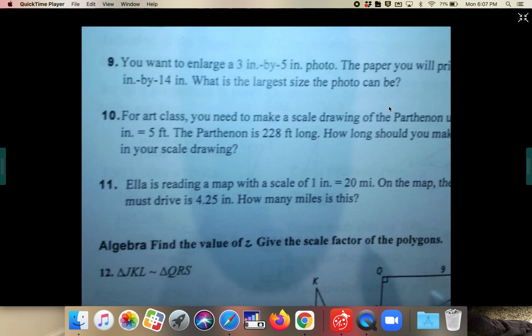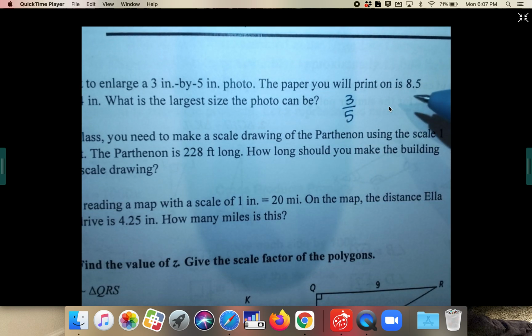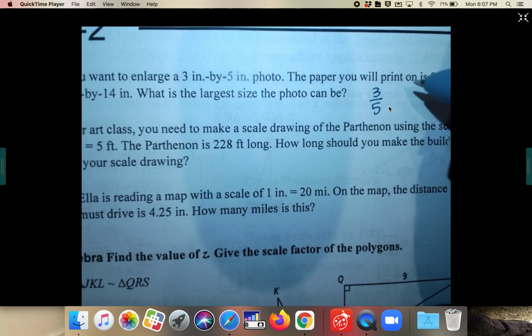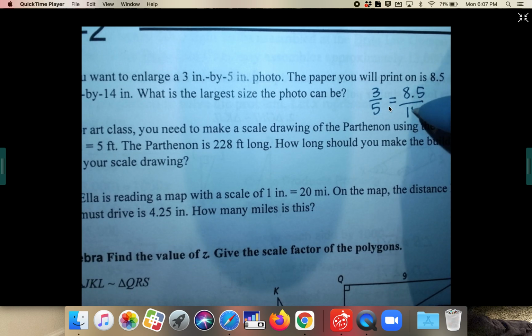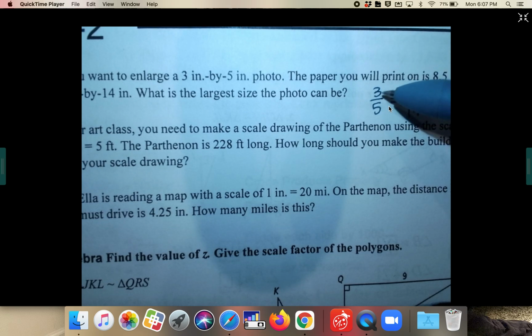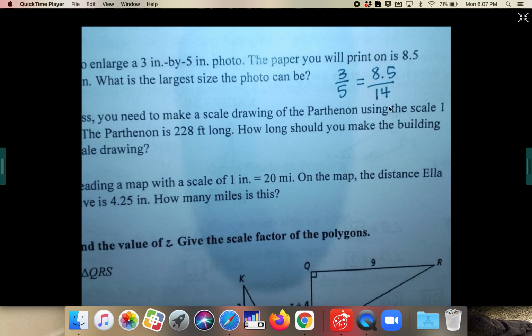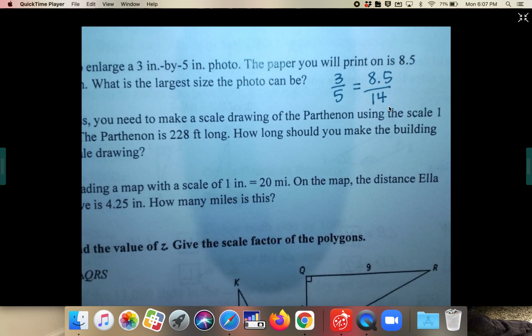So if it's a 3 by 5, and the paper we will print on is 8.5 by 14, basically what we're looking for is how many times can you take 3 to get 8.5? How many times can you get 5 to get 14? So I'm going to work backwards and I'm going to divide. So I would take 8.5 and divide by 3.